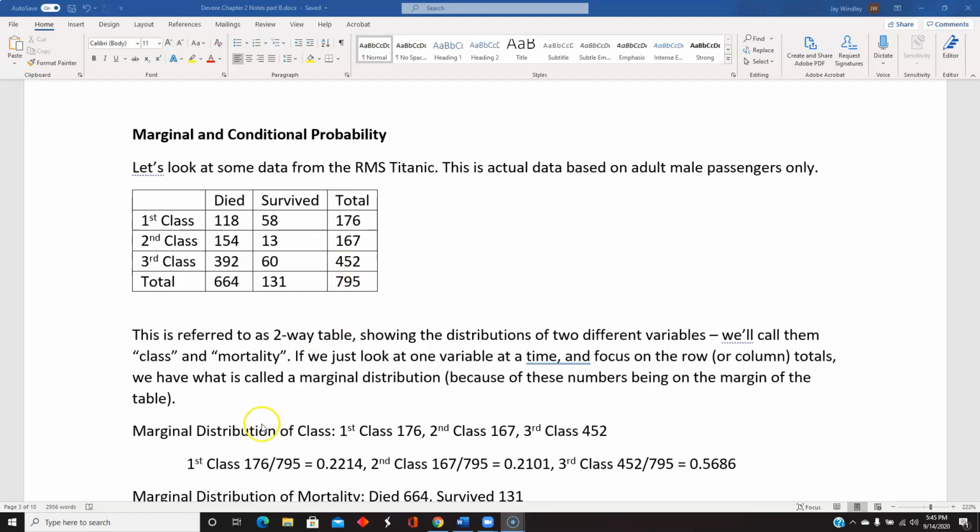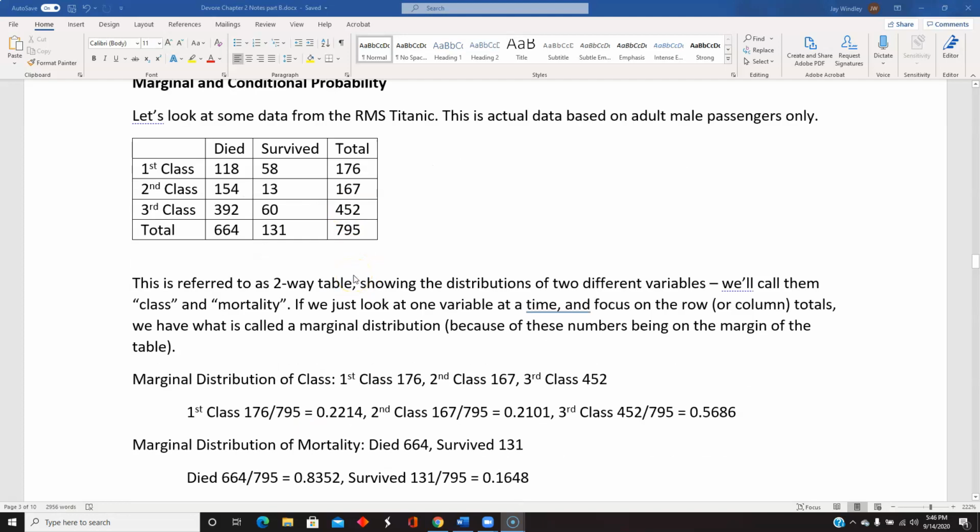Or you can look at that distribution in terms of proportion, which is better for our chapter on probability. So in first class, there's 176 out of 795, which is 22%. And in second class, there's 167 out of 795, which is 21%, and so on. So that's the marginal distribution of class, looking at the numbers in this margin here. You could also have the marginal distribution of mortality if you look at these numbers here.